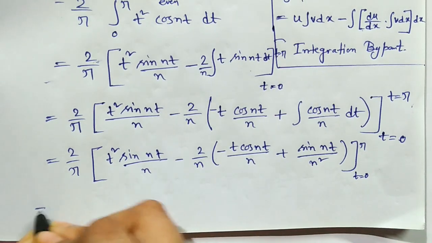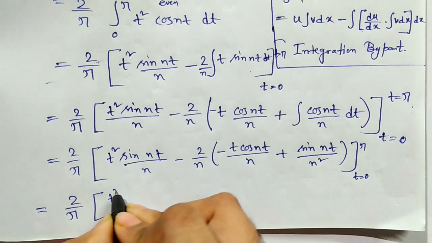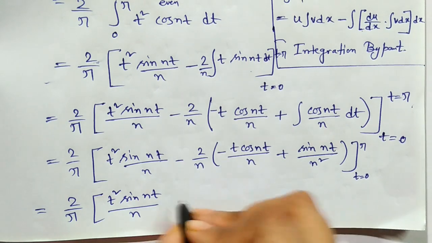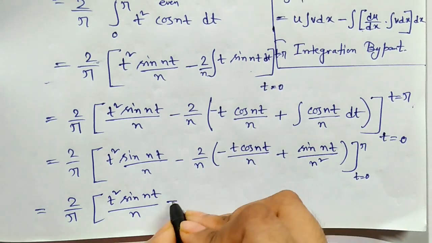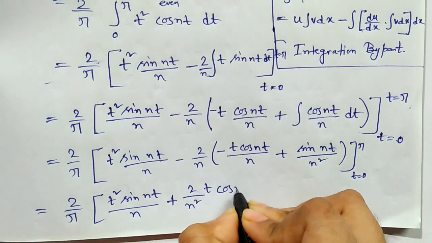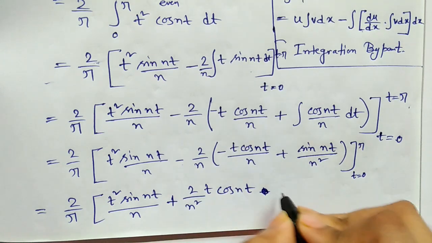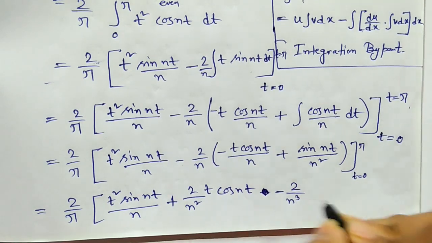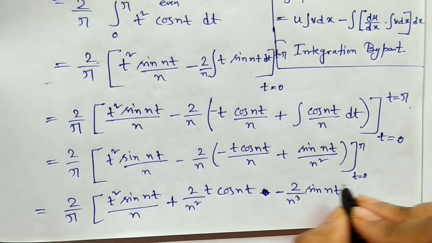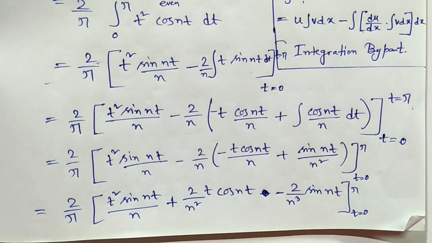So this is equal to 2 by pi, t square sin nt by n, minus, plus 2 by n square t cos nt, plus, no, this is minus 2 by n cube sin nt, t equal to 0 to pi.